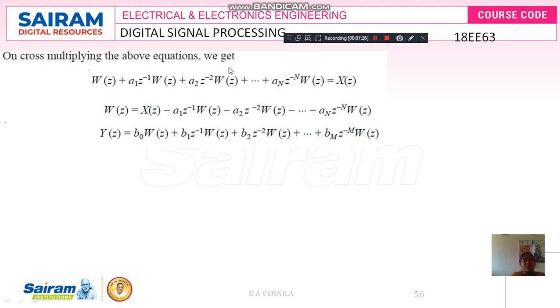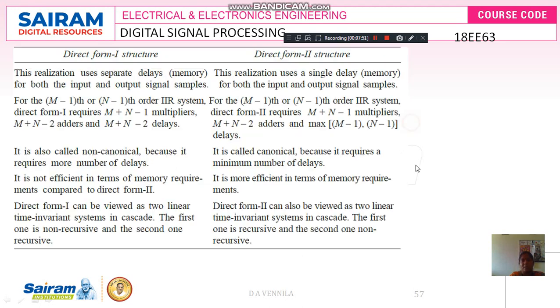Cross multiplying this equation, you will get w of z equal to a1 z power minus 1 omega of z plus a2 z power minus 2 omega of z plus etc. an z power minus n omega of z equal to x of z. Now y of z will be equal to b naught w of z plus b1 z power minus 1 w of z plus b2 z power minus 2 w of z plus etc. bm z power minus m w of z.